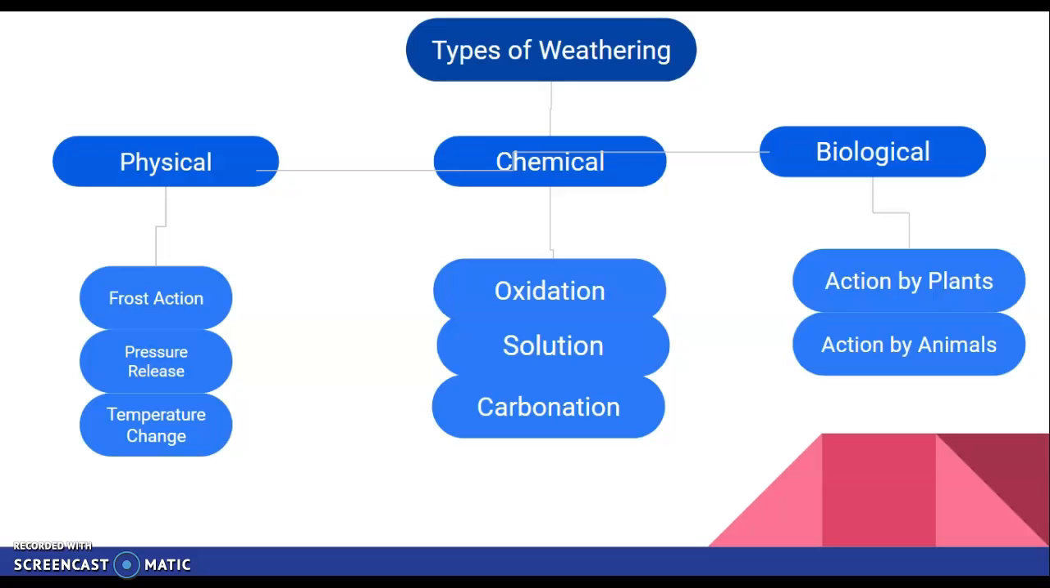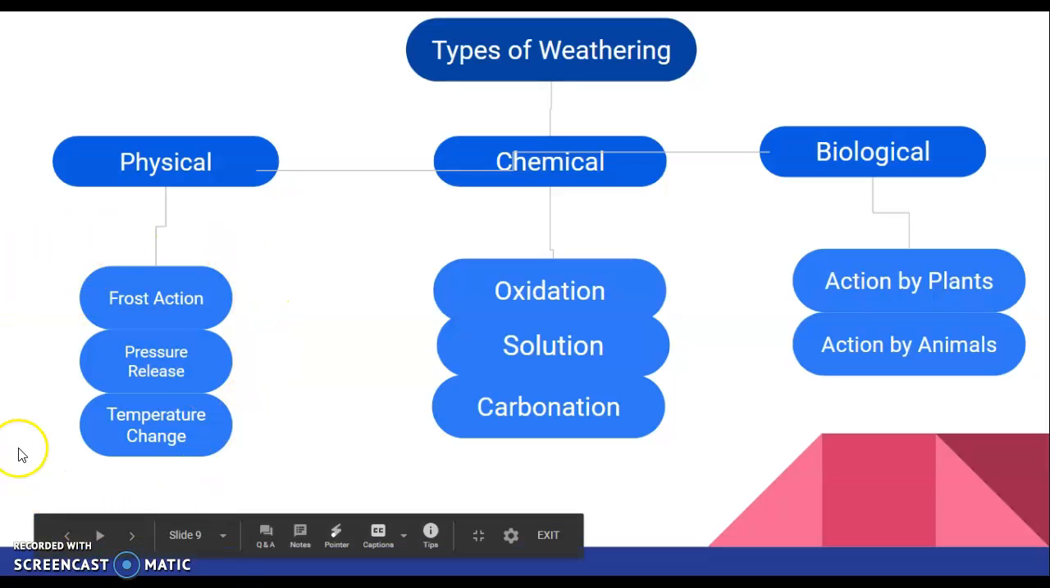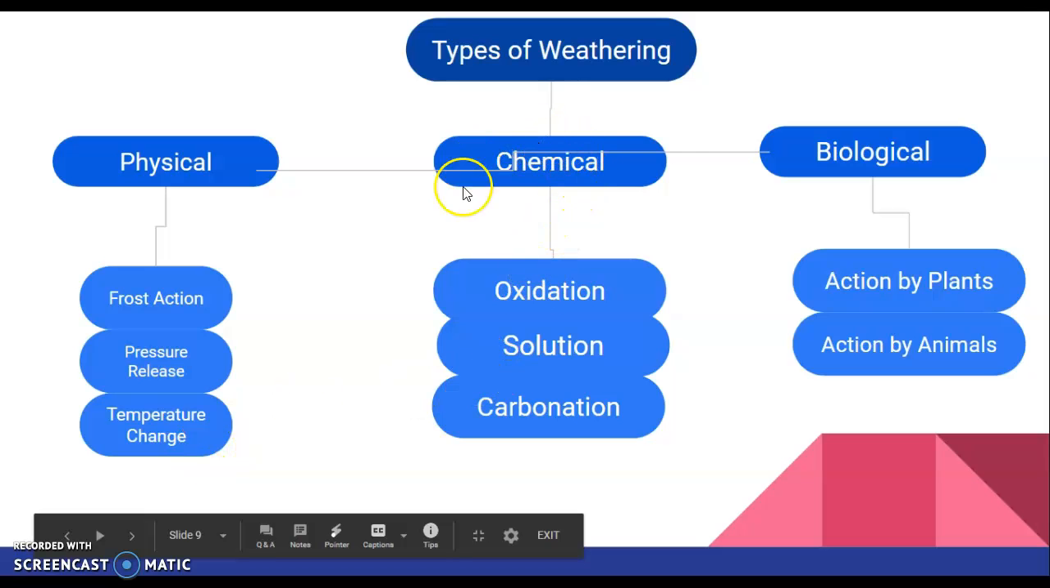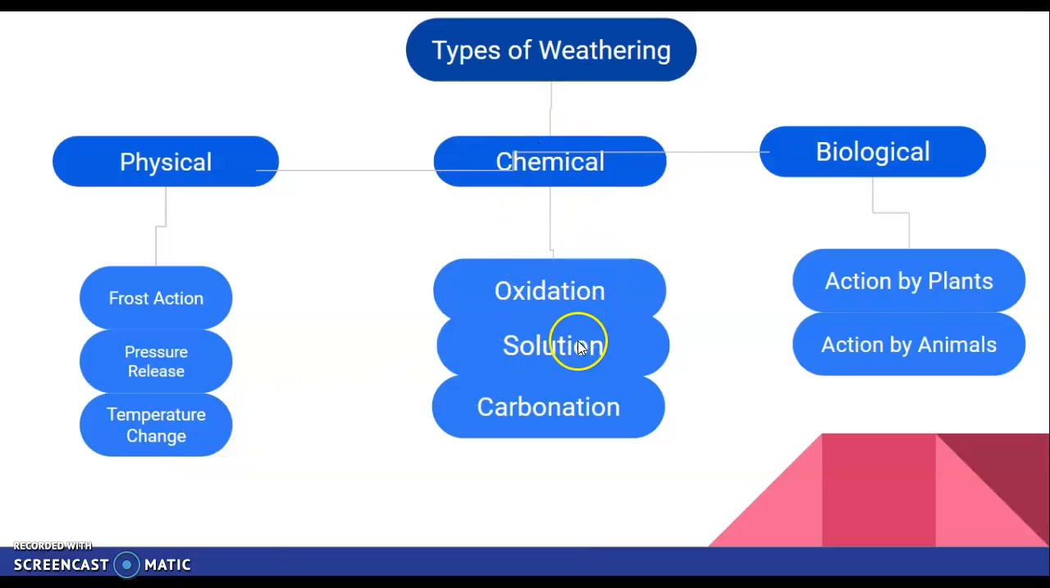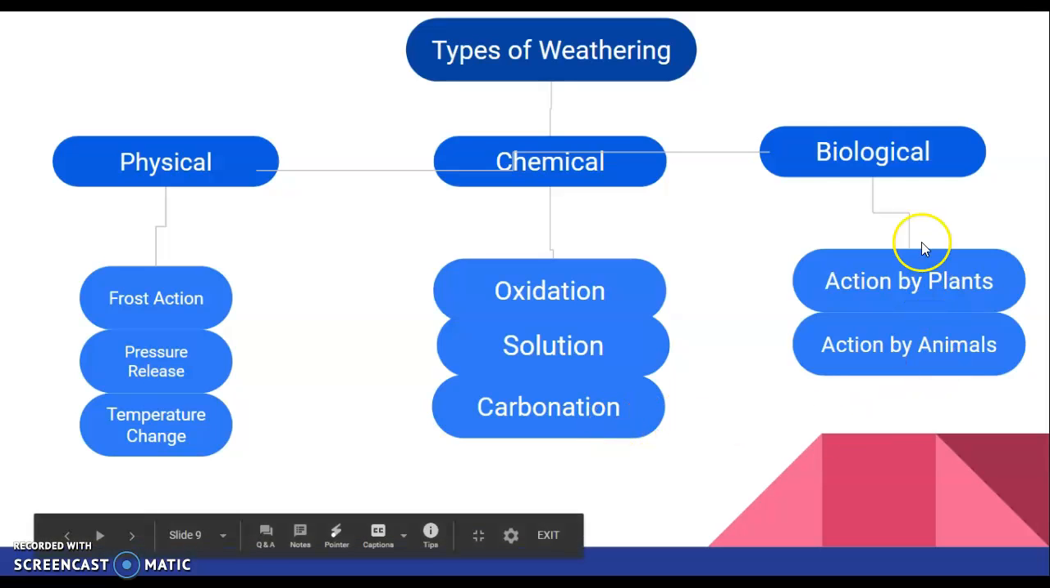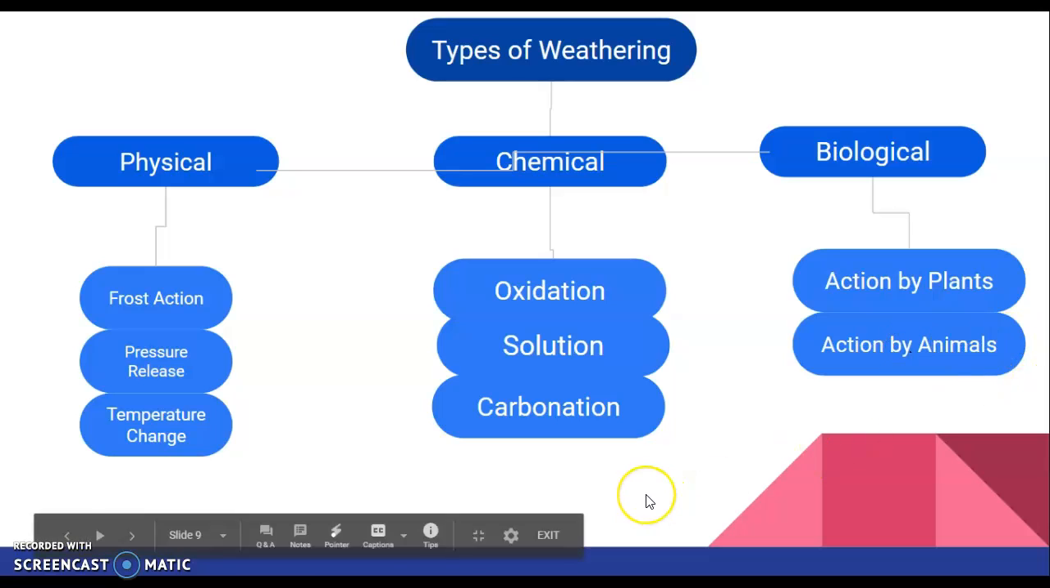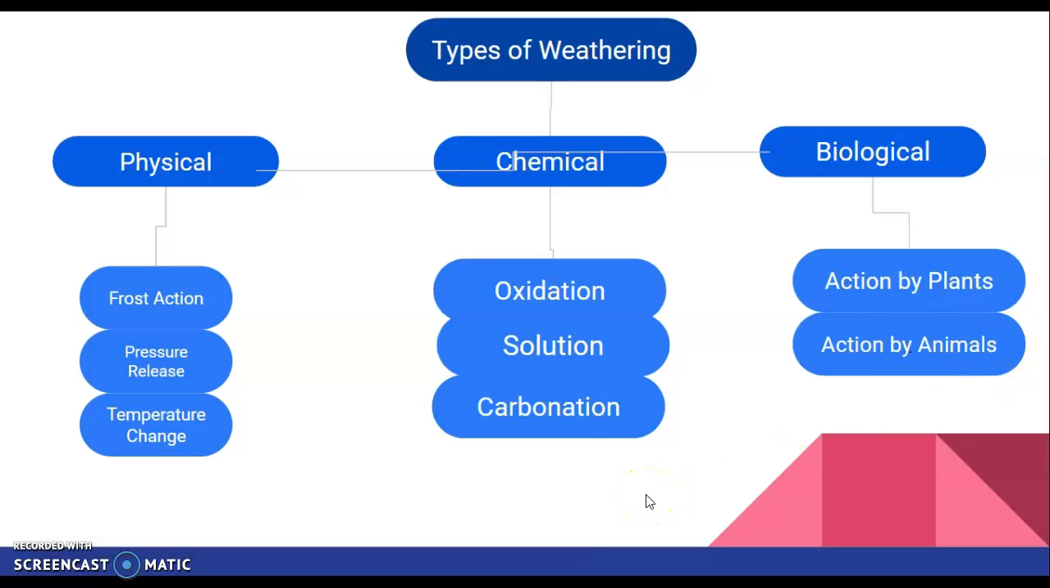Now let us look at the different types of weathering. There are three main types of weathering. We have physical weathering, chemical weathering, and biological weathering. Now, for physical weathering, we are going to be focusing on these three processes: frost action, pressure release, and temperature change. Chemical weathering, we are going to be looking at oxidation, solution, and carbonation. And for biological weathering, we are going to look at how plants and animals influence the breakdown of rocks. Remember that weathering refers to the breakdown of rocks.